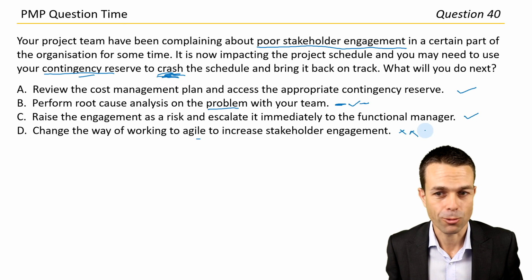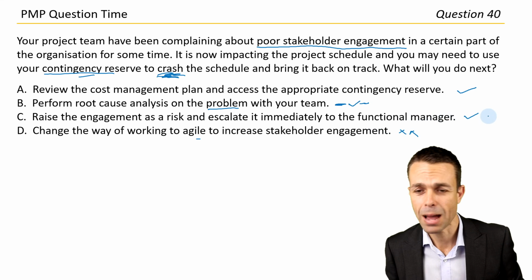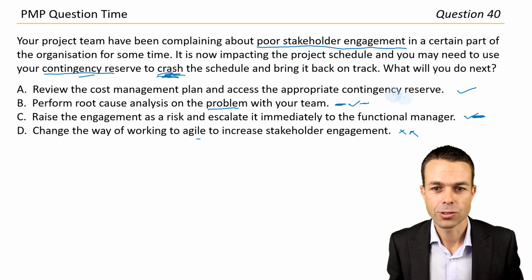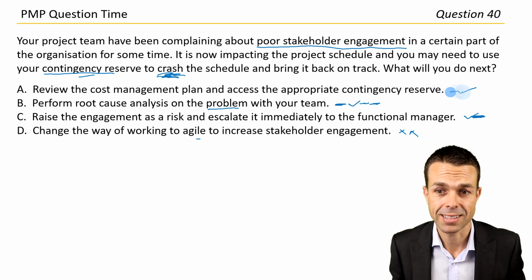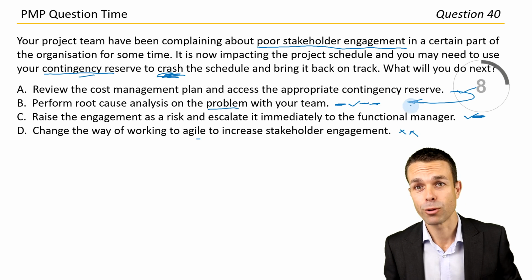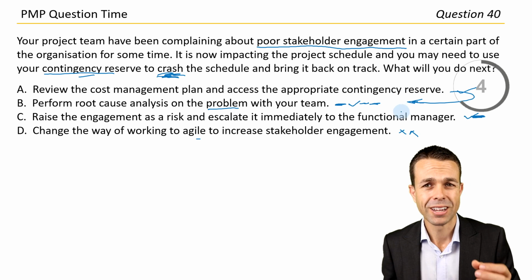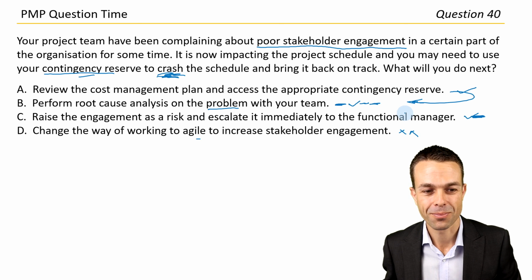But that's the only one that we could really say directly no to. Raising it as a risk, has it already happened? Let's put that as a low maybe for now. So do we perform root cause analysis on the problem, or do we just go ahead and access that cash management reserve straight away? I think if we're responsible project managers, we should try and problem solve this first. So this could be a bit tricky, but let's go with answer B.